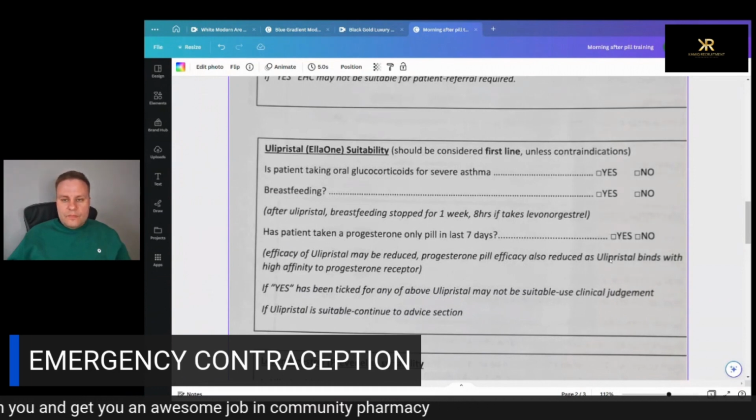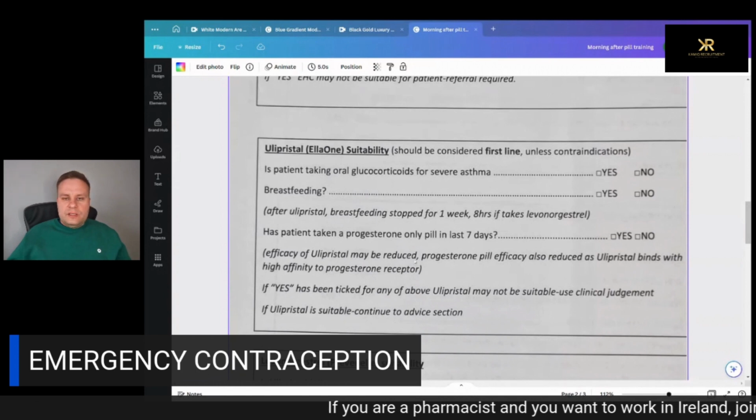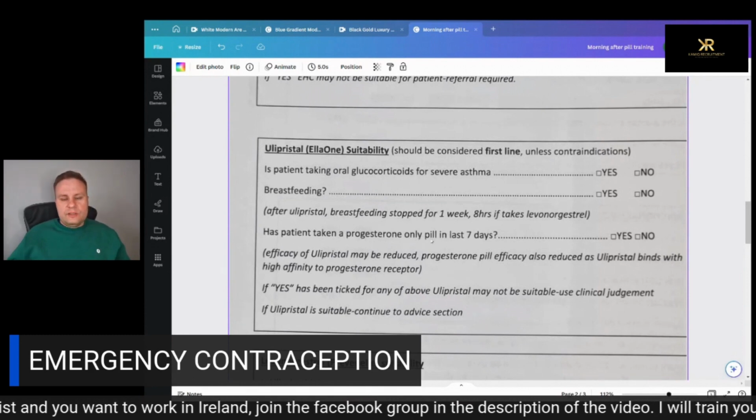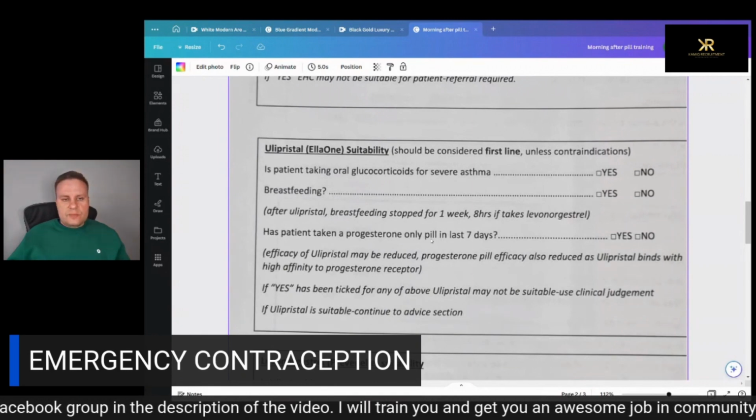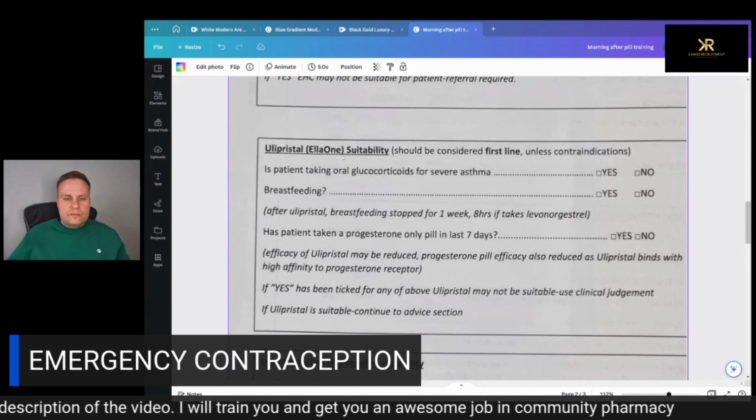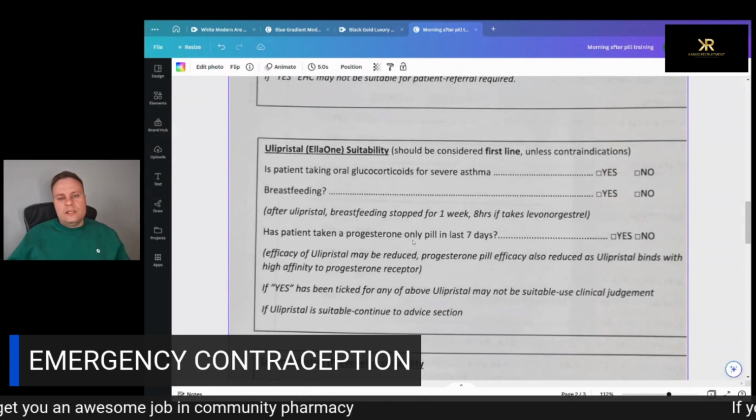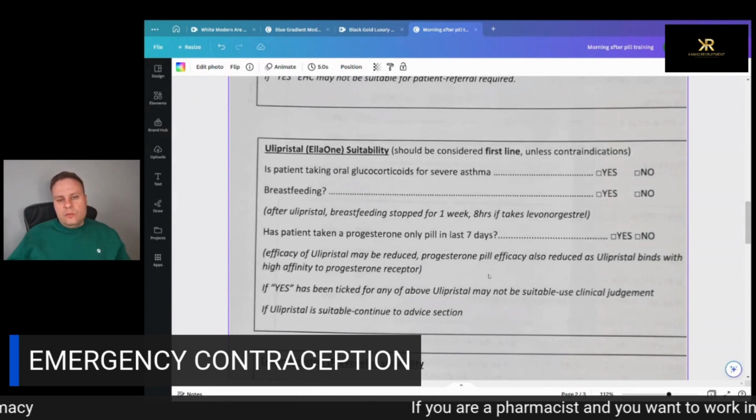Because Ella One binds with high affinity to the progesterone receptor, if she has been taking a progesterone-only pill in the last 7 days, it would make the emergency hormonal contraception, the Ella One, less effective, and it would actually make the progesterone tablet that she's taking less effective. So if yes has been ticked for any of the above, then Ella One or ulipristal may not be suitable.